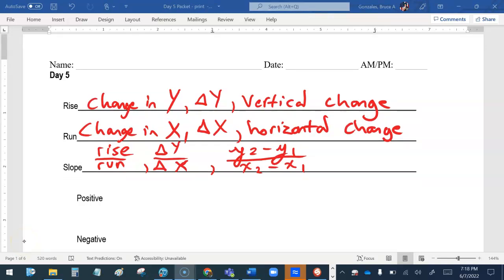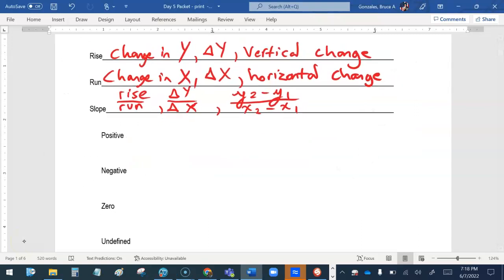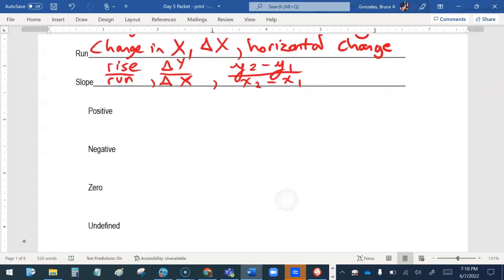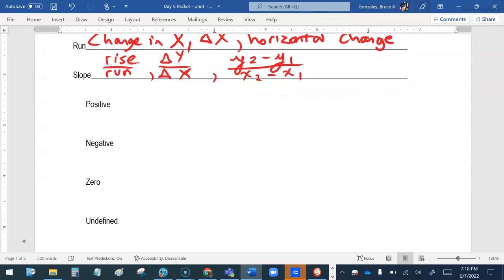All right, so the different types of slope that we're going to see are positive, negative, zero, and undefined. Positive is going up and to the right. Negative is going to go down and to the right. Zero slope is flat horizontal. And then undefined is vertical.